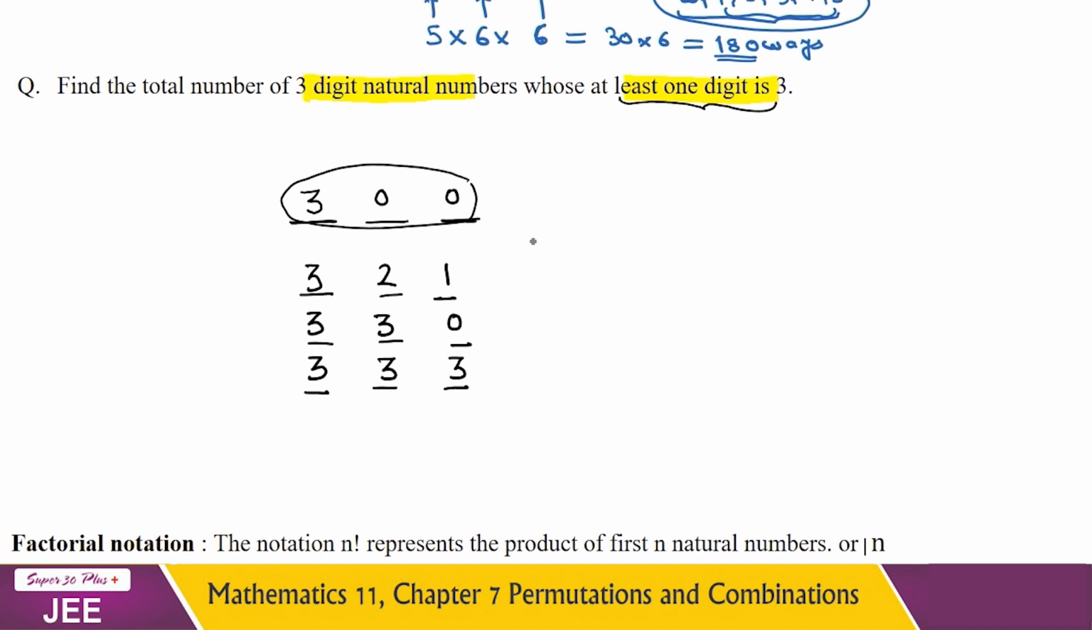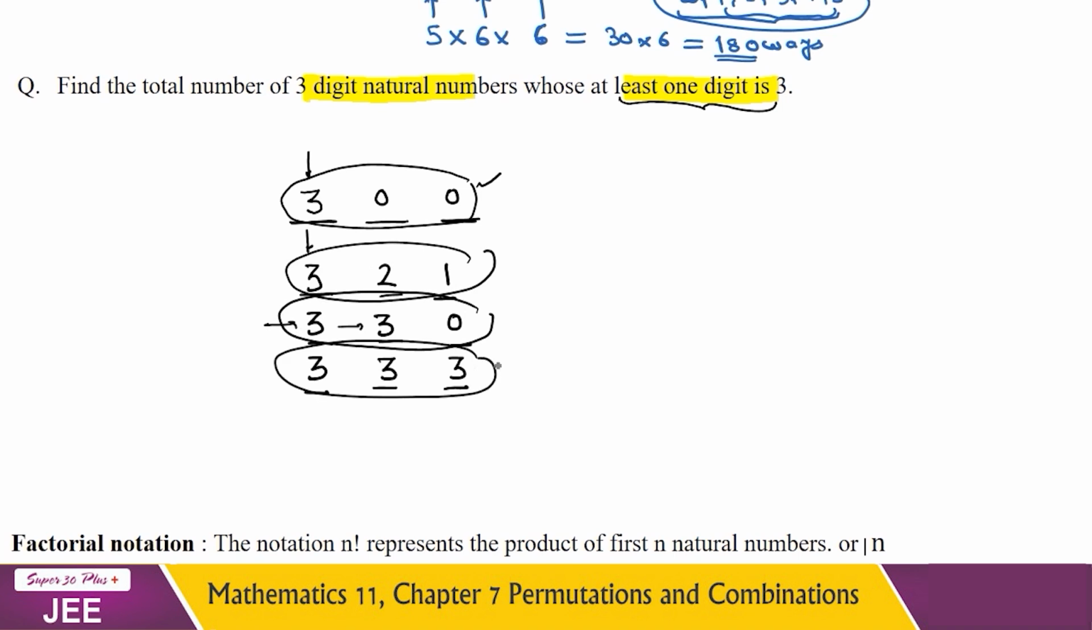these 3 positions. Like in 300, we are having 3 once. In 321, we are having 3 once. In this number, we are having 3 twice. And in this number, we are having 3 thrice. So at least one time the digit 3 must definitely occur.